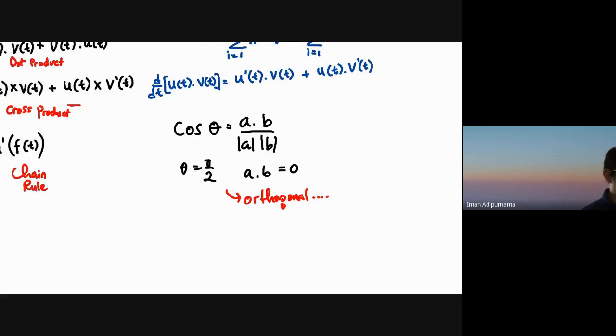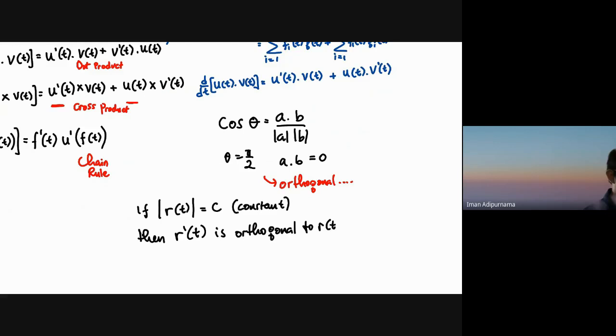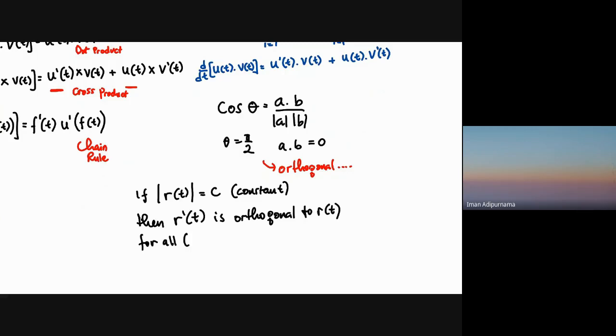Okay, so from here, actually, if the value of the vector function is a constant, then R prime is orthogonal to R for all t.